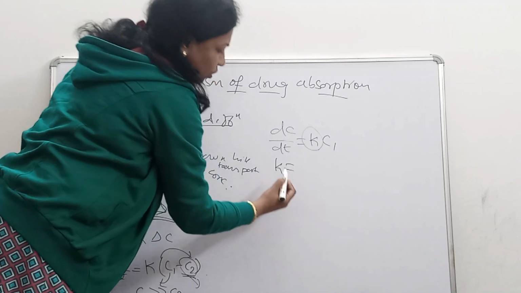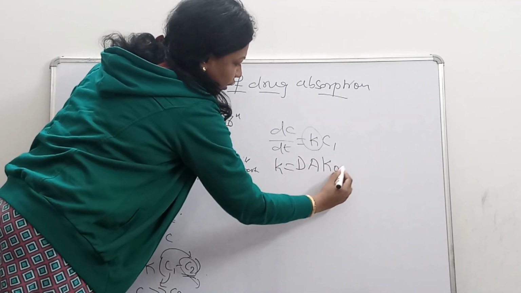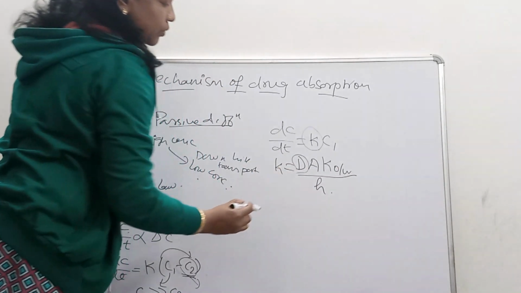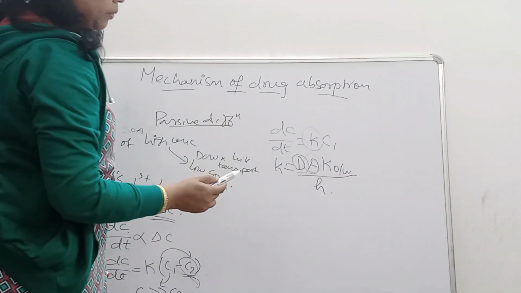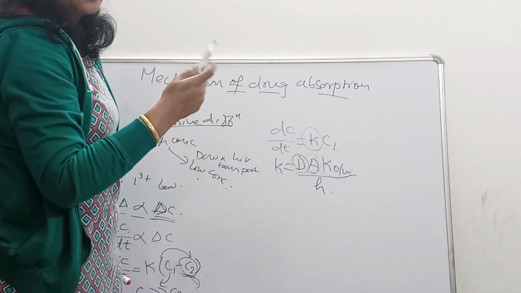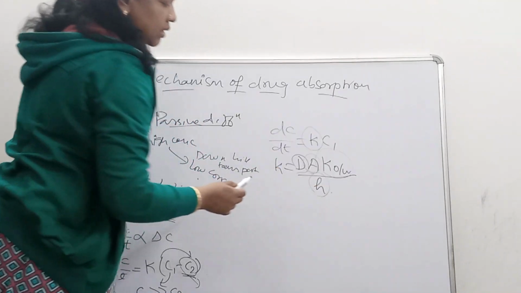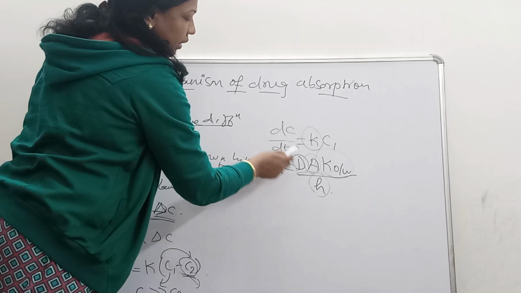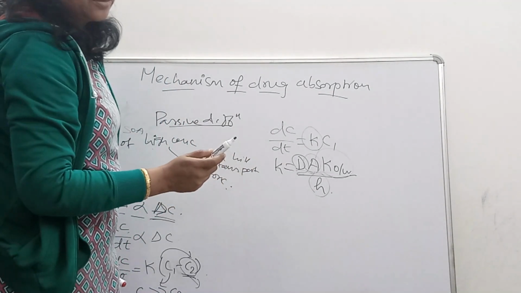constant K includes some other constants like D, A, K, O by W upon H, where D is the diffusivity of the drug molecule and A is the surface area of the membrane, K, O by W is permeability, that is permeable capacity of the membrane, and H is the thickness of the membrane. The 3 parameters in the numerator are directly proportional to the rate of absorption, and the thickness is inversely proportional.